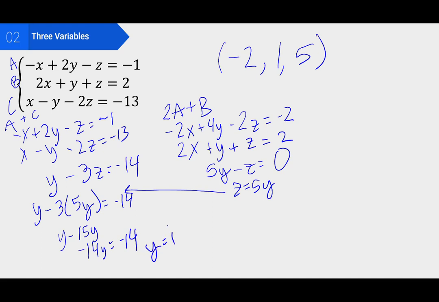So far we have y. There it is. Okay, let's find z. Z equals 5y, so just plug that in. Z is 5. Alright, we found y and z.